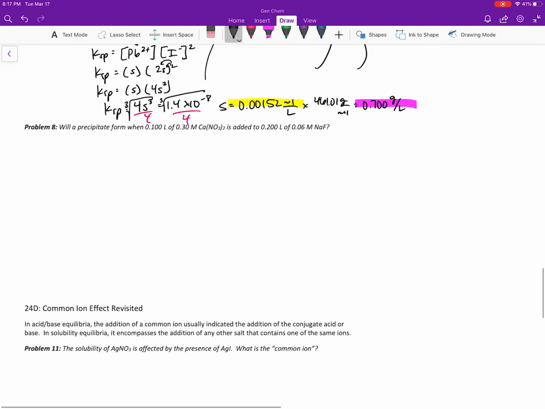All right, so let's go back to that problem that I took out at the beginning and answer it now. We're going to use a little bit of information about K and a little information about Q and determine if a precipitate is going to form. So first, we have to understand what we're forming. We have calcium nitrate reacting with sodium fluoride. So we're mixing two salts together. They're going to undergo a double displacement reaction, forming calcium fluoride and sodium nitrate.